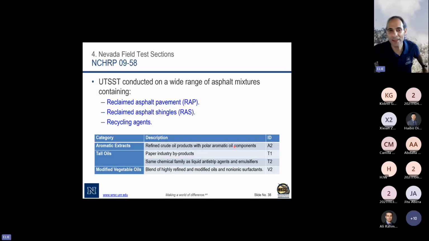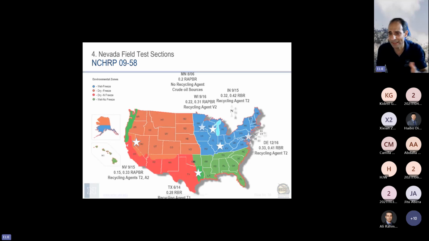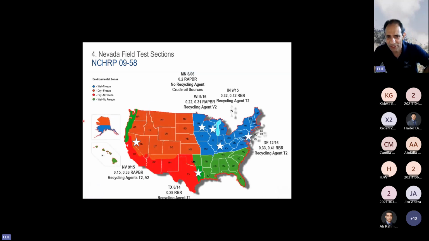Very good. Now, quickly, to go through the next one, and I'm getting toward the end over here. This is a totally separate experiment. This is from the NCHRP 9-58 projects, where we had multiple test sections within the states. One of them is in Nevada, where we ended up using different sections with different RAP contents and different rejuvenators or recycling agents. This is basically the map where we had those different sections. They were all constructed anywhere between 2014 and 2016.